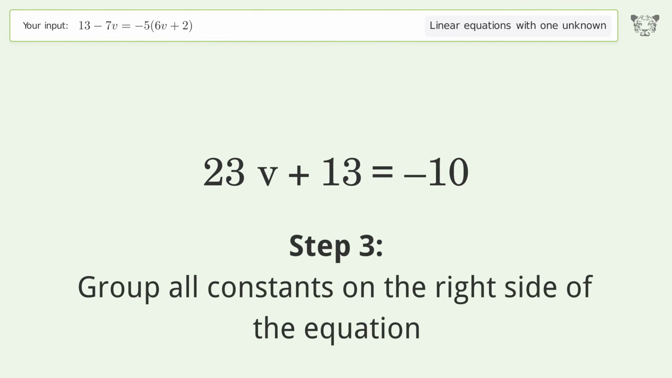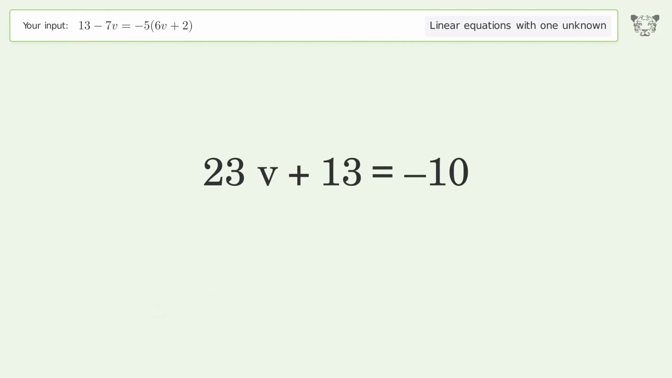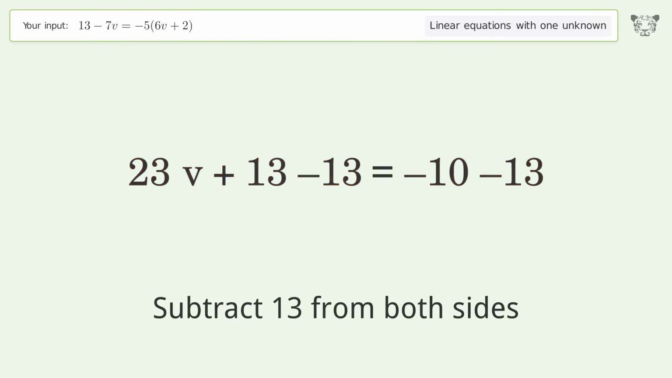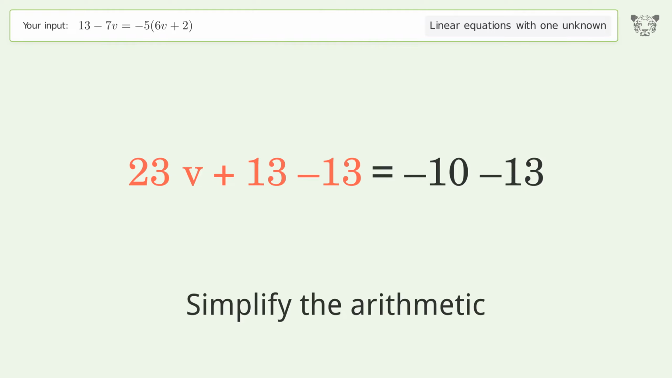Group all constants on the right side of the equation. Subtract 13 from both sides. Simplify the arithmetic.